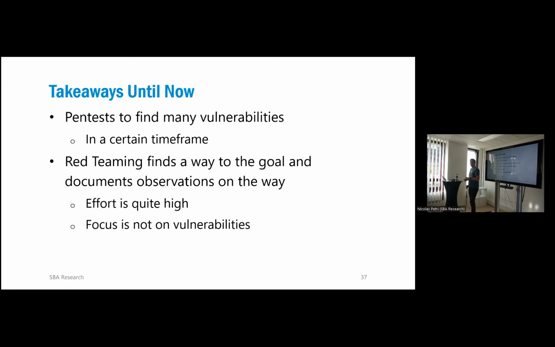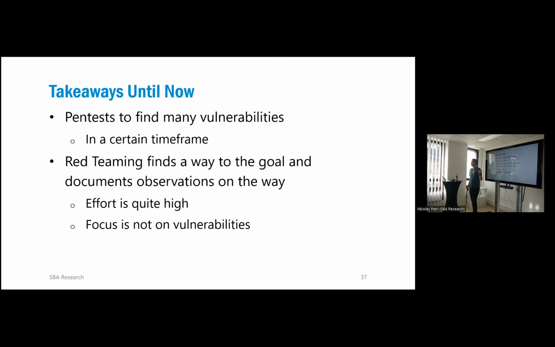Yeah, so the takeaways until now are that pen tests find many vulnerabilities, like a lot. In a certain time frame, you can find a lot of vulnerabilities. That's the goal, to find as many vulnerabilities as possible and show how to exploit them.